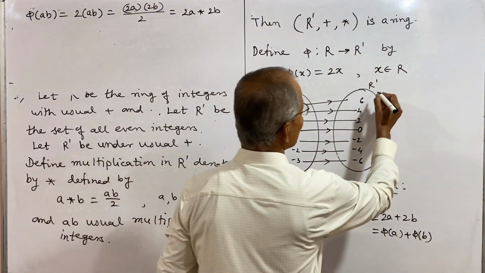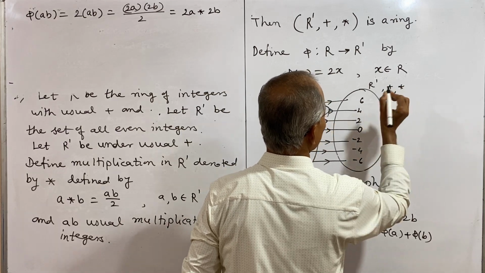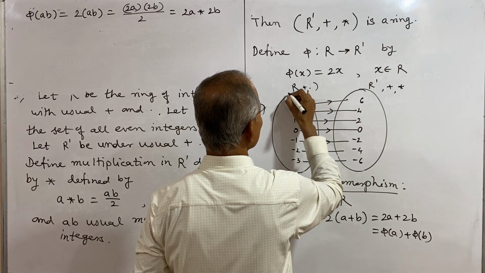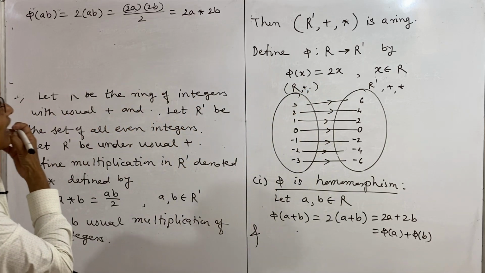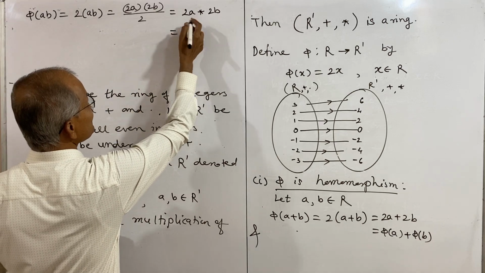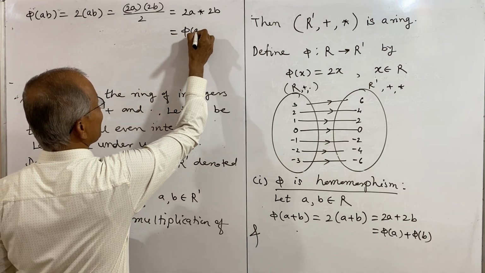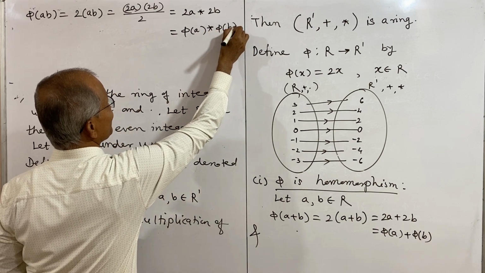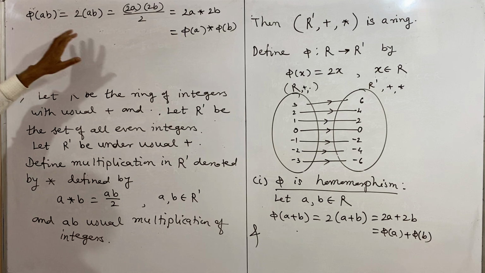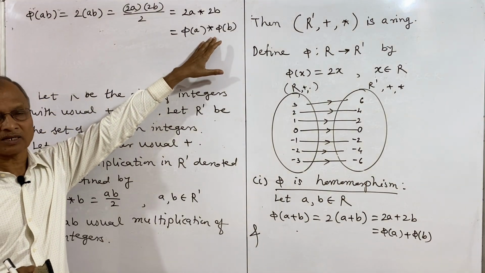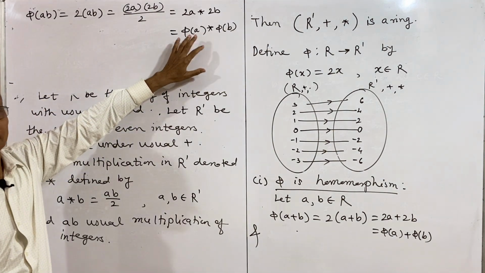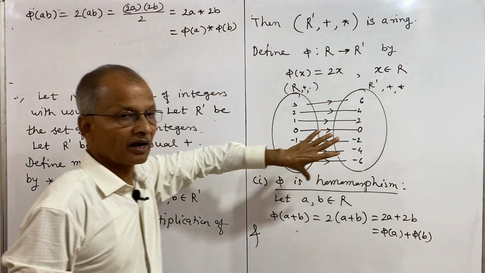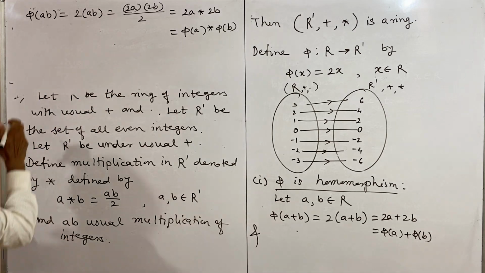So here this is the ring with usual addition and asterisk multiplication. This is usual addition and usual multiplication. And what is this? This is 2A, which is phi of A by this definition, asterisk phi of B. And this proves phi of AB is equal to phi A star phi B, and that preserves the structure, this dot and this star, and thus phi is a homomorphism.